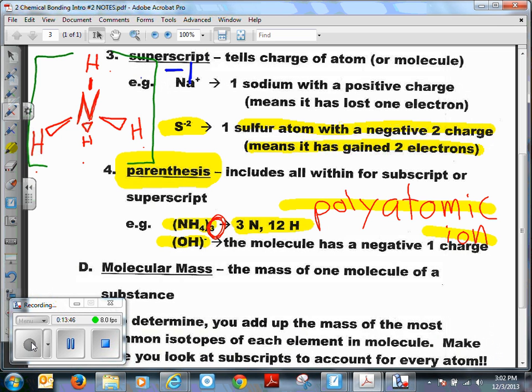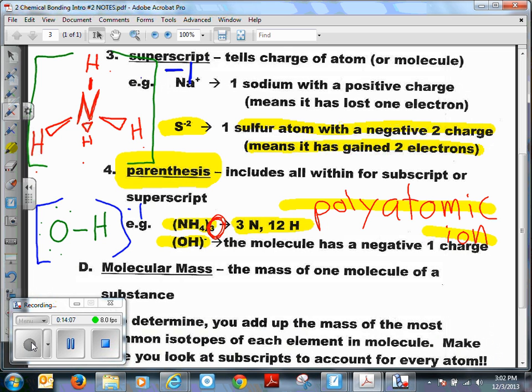So same with the OH, if you looked at the way the OH comes together, it would look like this. This is a little bit further past the dot diagram. This would be called the Lewis structure. And then this whole polyatomic ion here would have a -1.